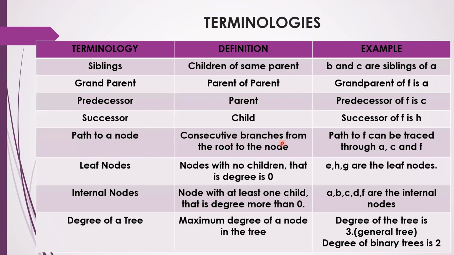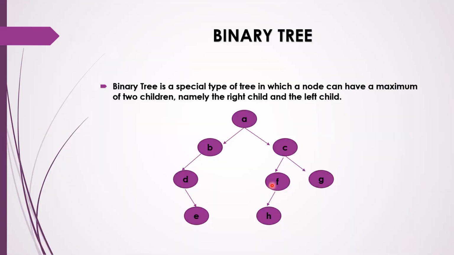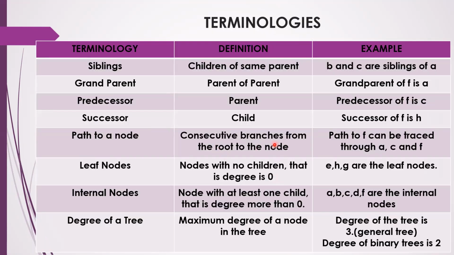And next, path to a node. You have to trace the path. So consecutive branches from the root to the node. So the path to F can be traced through A, C, F. So if I have to go to F, how will we go? A, then you have C, then you have F. So this is a path, right? It's a path. So consecutive branches. So what are the upcoming branches so that you can reach a node? Those are known as a path, right?